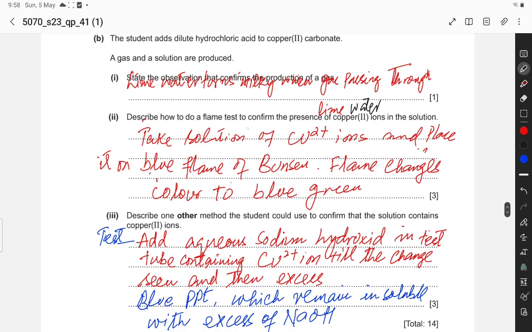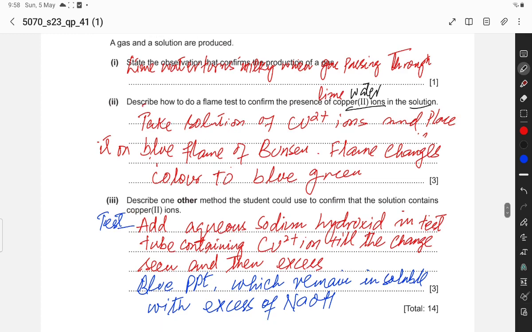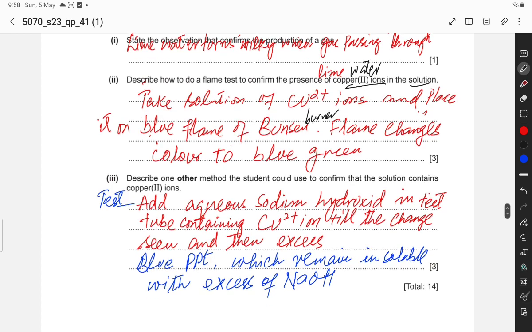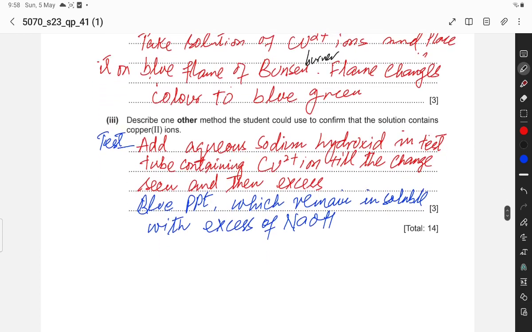Describe how to do a flame test to confirm presence of copper 2 ions in the solution. Take the solution of copper 2 ions and place it on the blue flame of the Bunsen burner. The flame changes color to blue-green. So this is how to check the copper 2 ions in the solution.